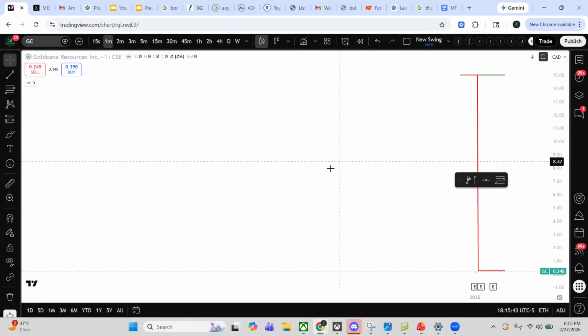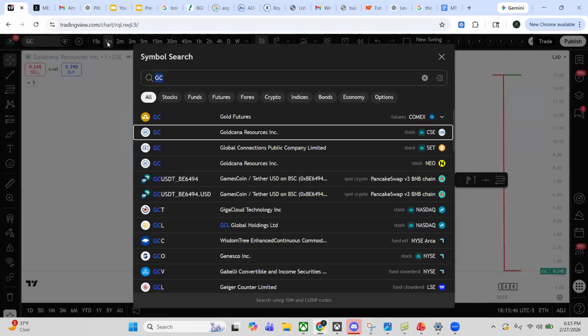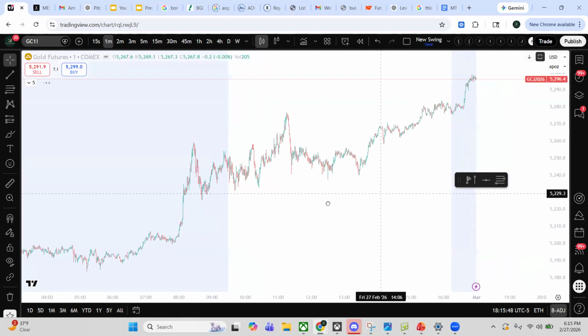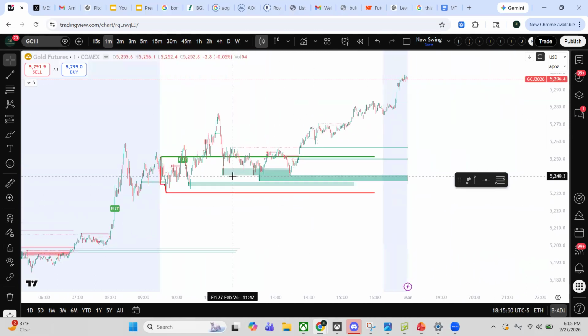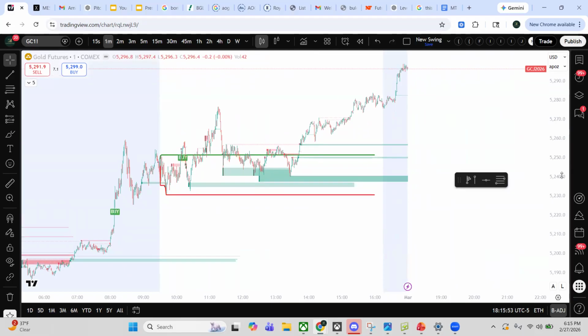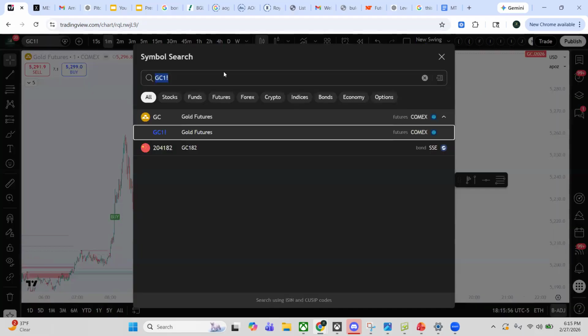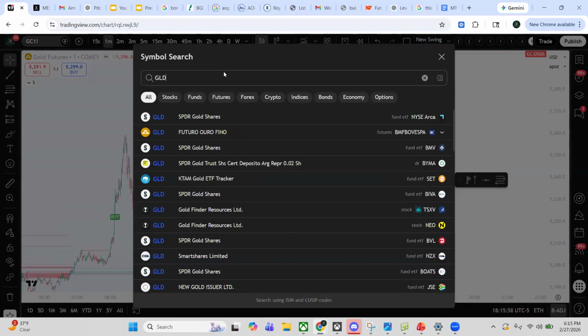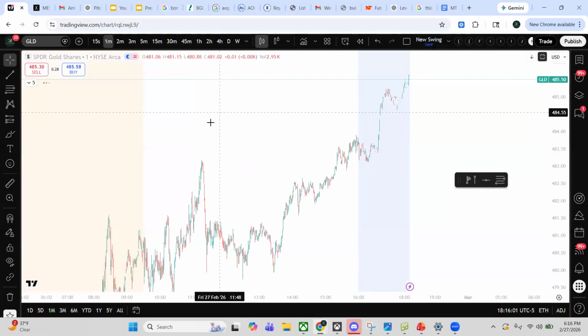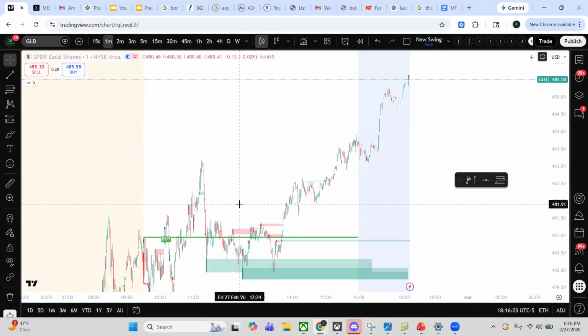What's going on with my screen? Oh, okay. I hate when that happens. There we go. You can jump to the gold futures here, or you can jump to gold shares, and buy some gold options if you really want to get volatile. And you can see all these charts are almost identical. So it's all about how much you want to risk, how much leverage you want in your trade.